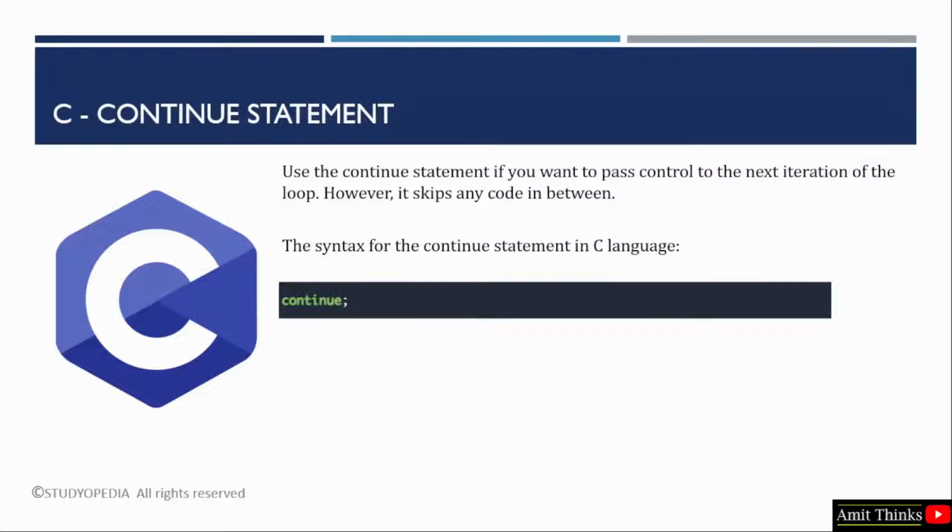Now let us understand the continue statement in C language. The continue statement skips the remaining code in the current iteration and proceeds to the next iteration of the loop. That means if you want to pass the control to the next iteration, use the continue statement. Unlike the break statement, which will completely terminate the loop. Here is the syntax of the continue statement. Write continue, then a semicolon, just like the break statement.